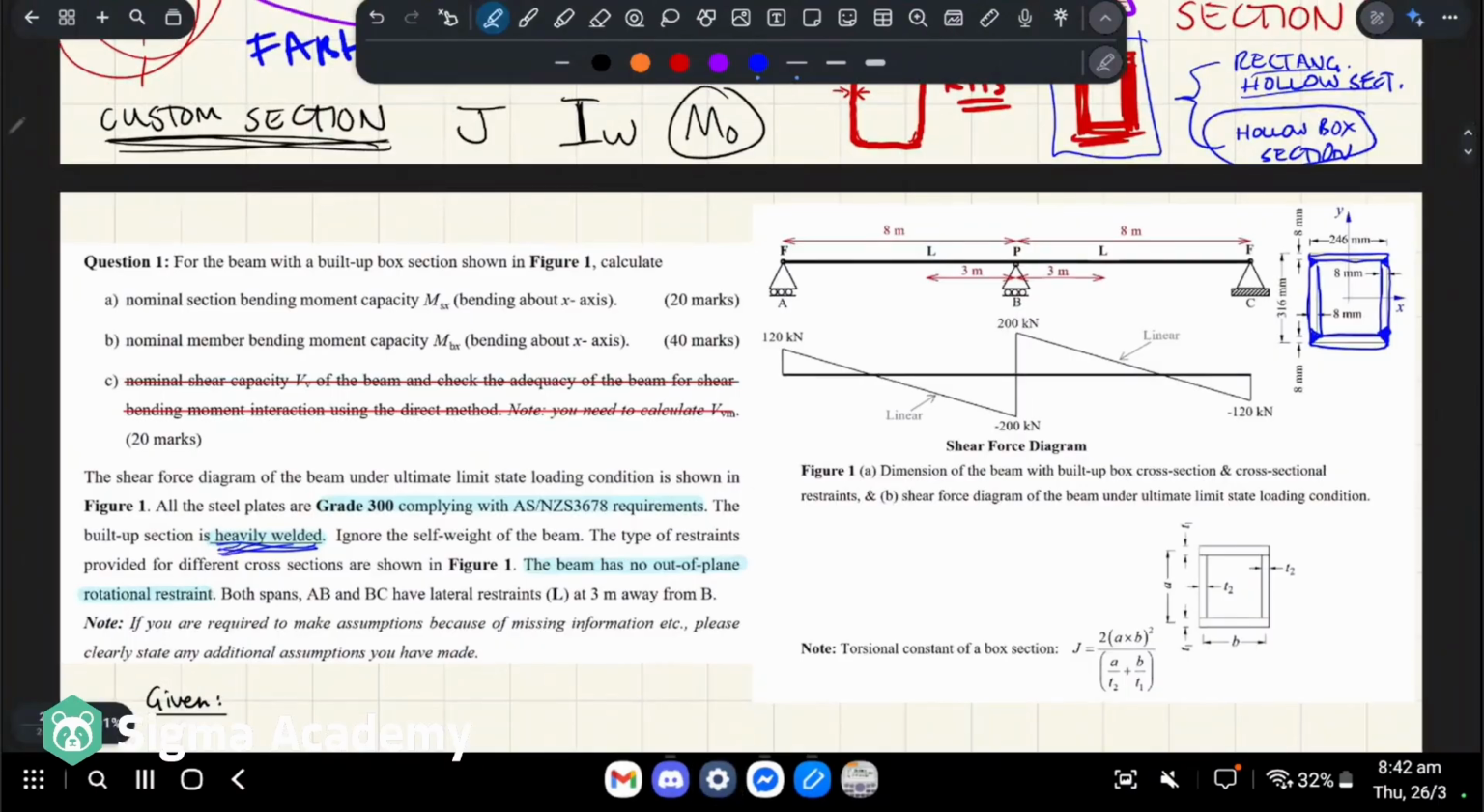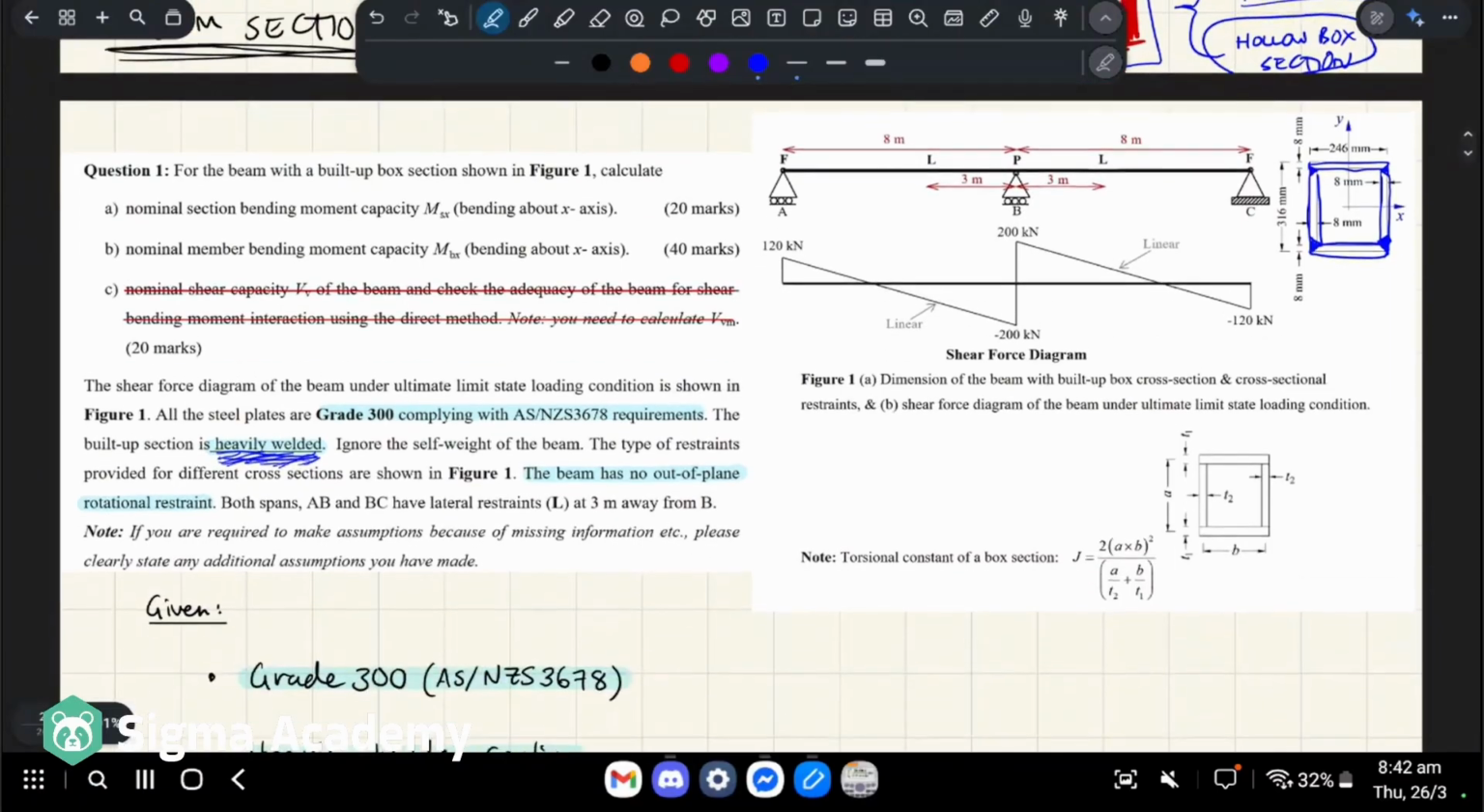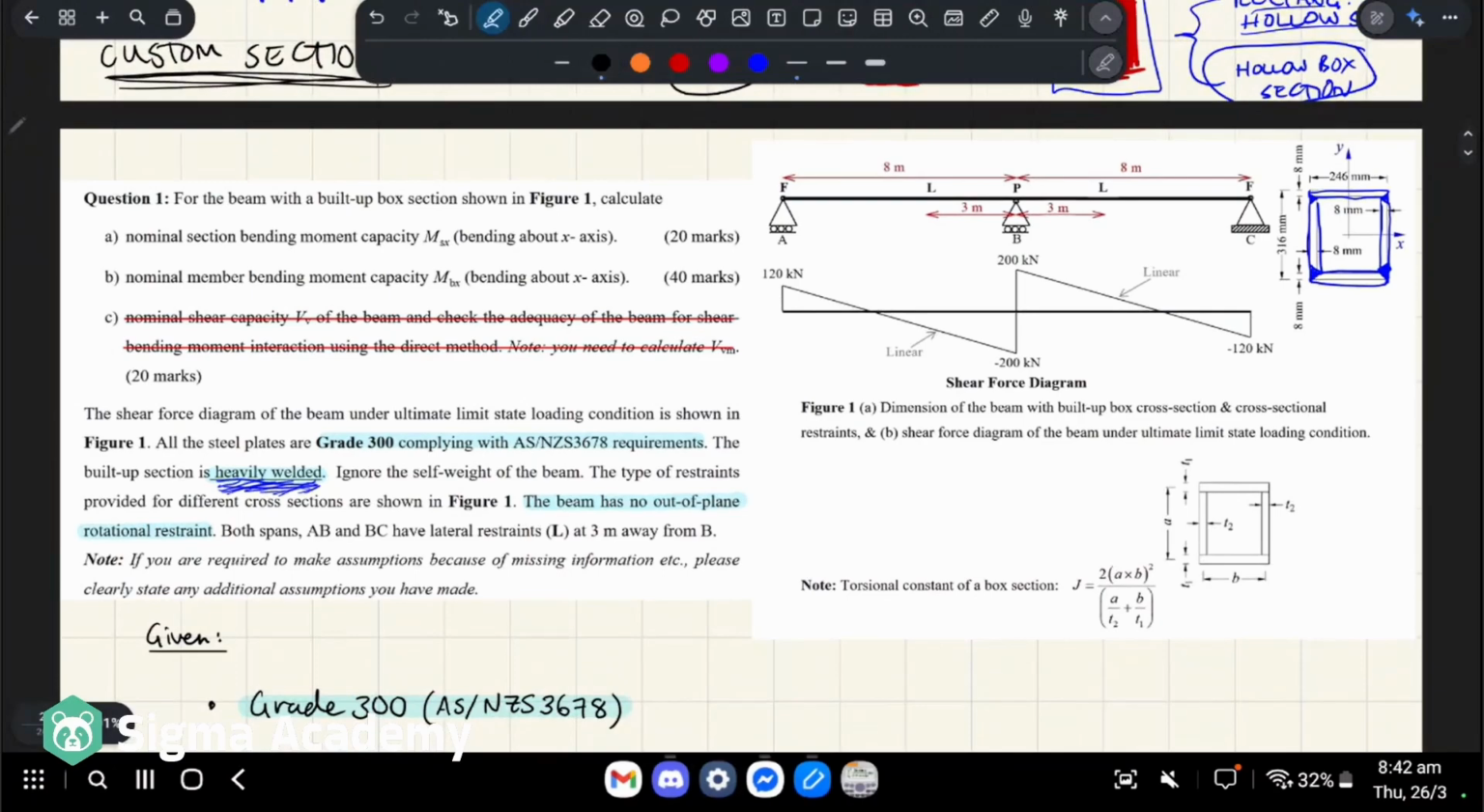Okay, so that's important for one of the steps where we talk about the manufacturing of the steel section. Okay, that was a bit of a rant. Let's get to the actual question.